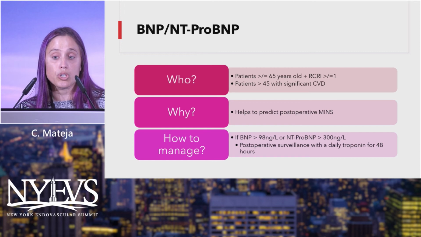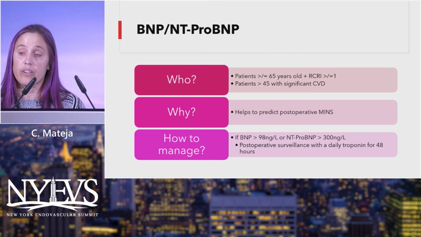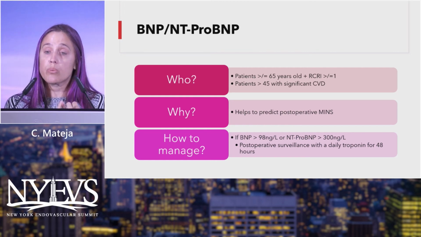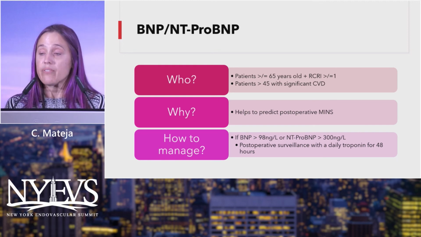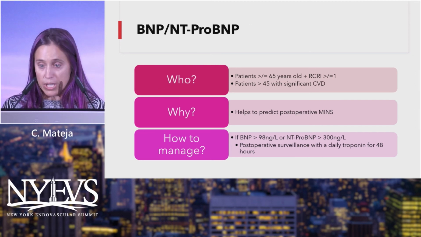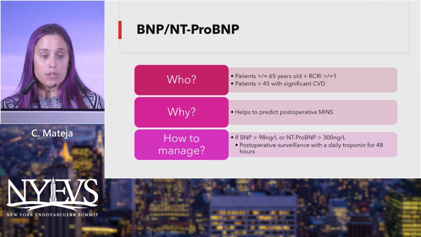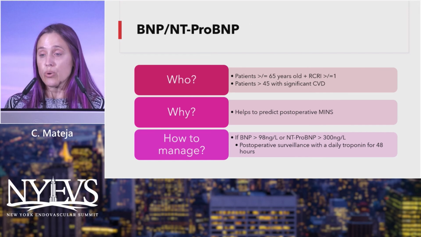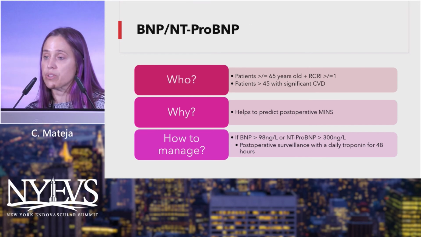So for patients who are greater than 65 years old and have an RCRI greater than 1, you would check a pre-op BNP. Or patients who are greater than 45 who have known significant coronary vascular disease, you would check a pre-op BNP. So that is the BNP if it's greater than 98, or if you do an NT-proBNP, if it's greater than 300.